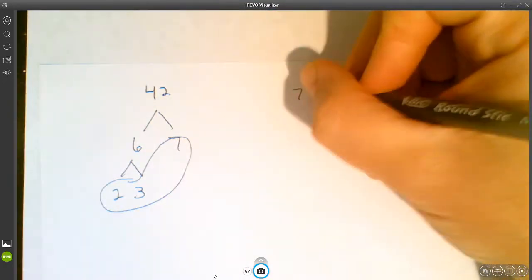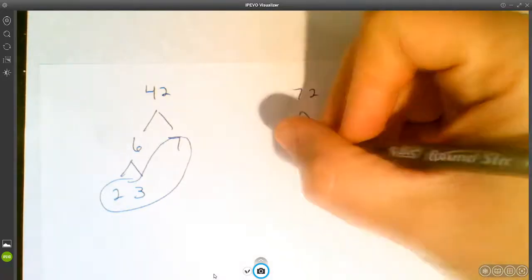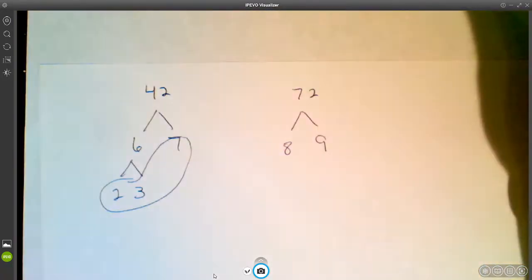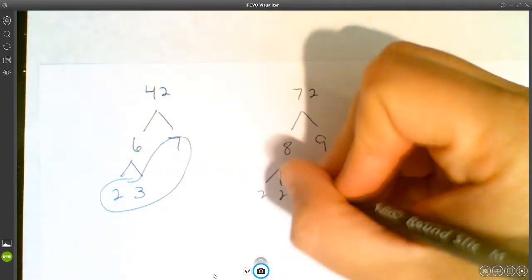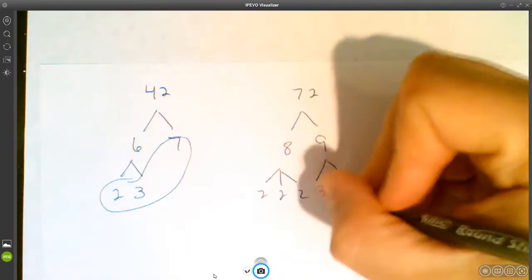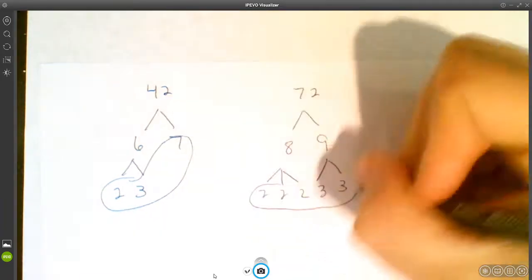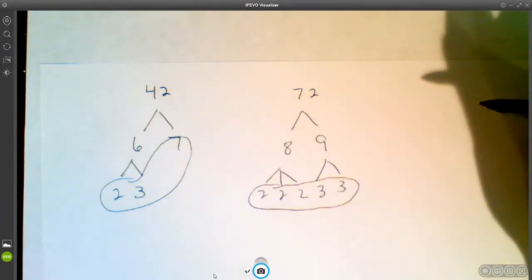And then we can do the same thing with 72, right? I think of 72 as 8 times 9. And I think of 8 as 2 times 2 times 2. And I think of 9 as 3 times 3. So 72 is 2 times 2 times 2 times 3 times 3.